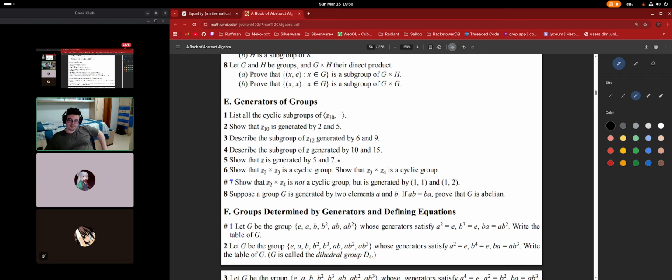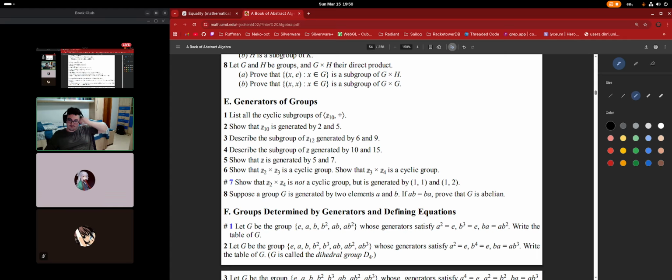Wait, show that the integers are generated by 5 and 7. You said 5 plus 5 plus 5 minus 7 two times? Yeah, that gets you 1. But you're using a minus. How does that work? Well, when you generate a group, you have access to the inverses as well. Ah, I see. You're adding the inverse.